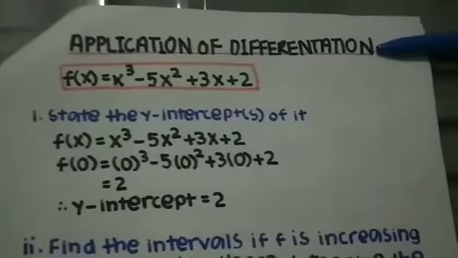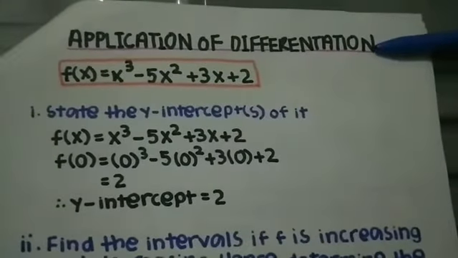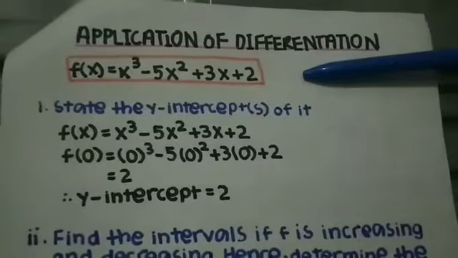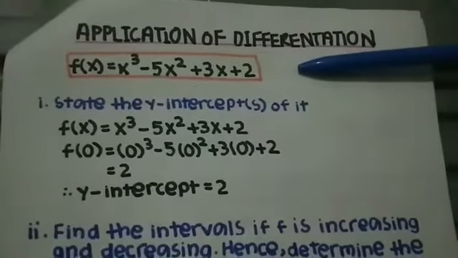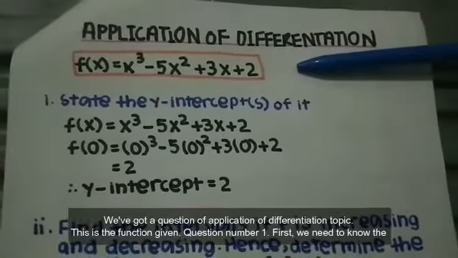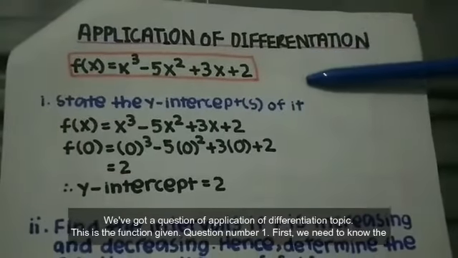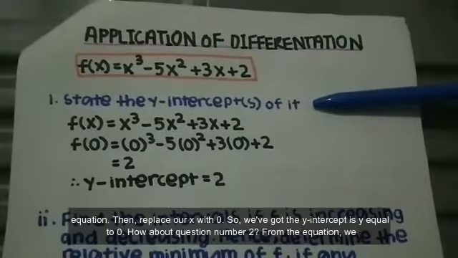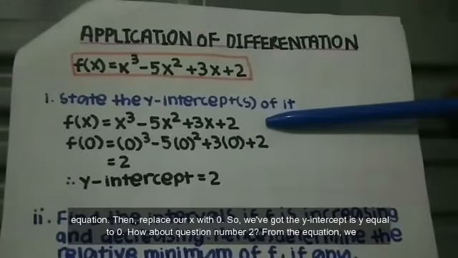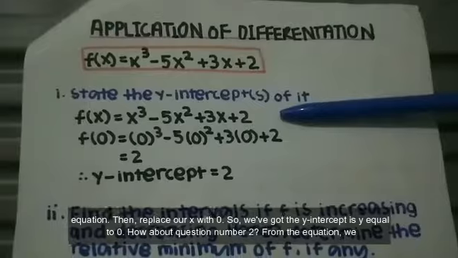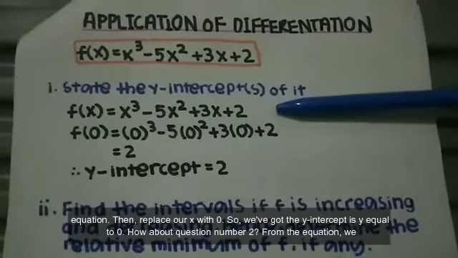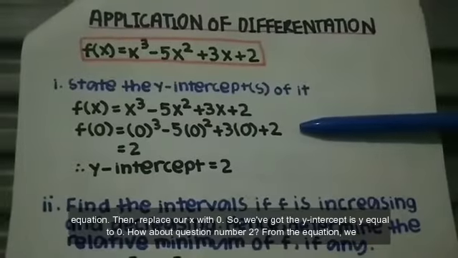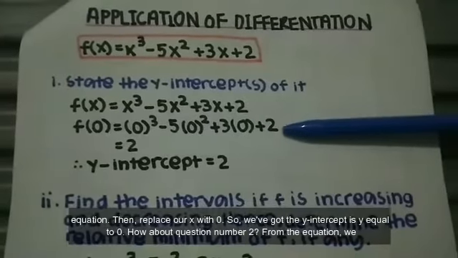For differentiation, a given function is f(x) = x^3 - 5x^2 + 3x + 2. Question number 1. State the y-intercept of it. First, we need to know the equation. Then, we replace our x with 0. So, f(0) equals 0^3 - 5(0)^2 + 3(0) + 2. So, we've got the y-intercept is equal to 2.